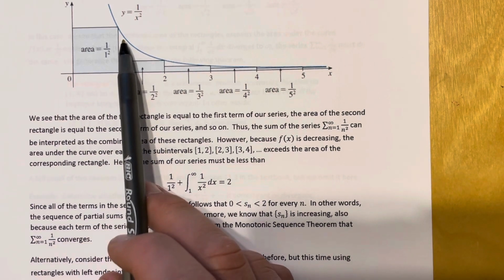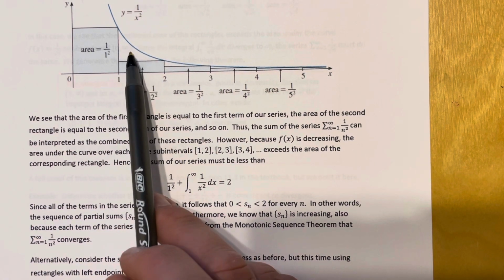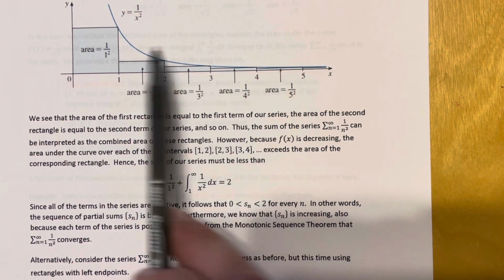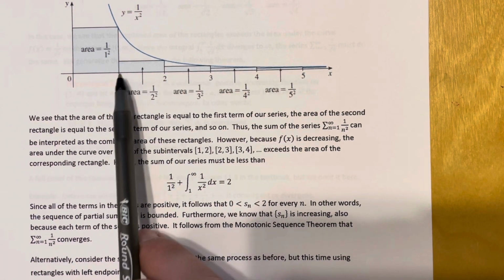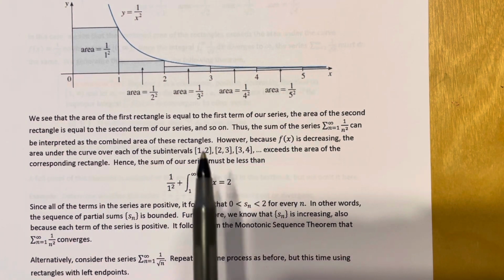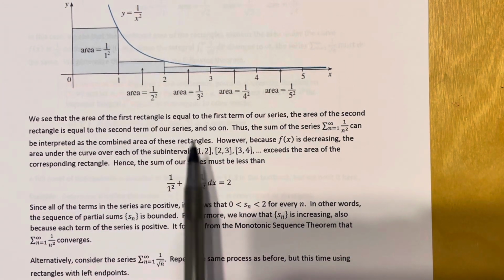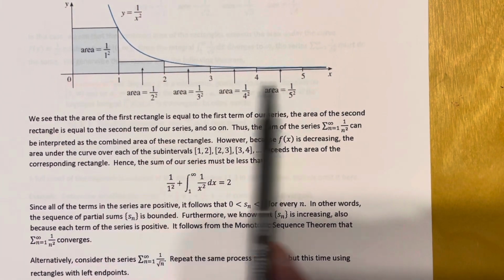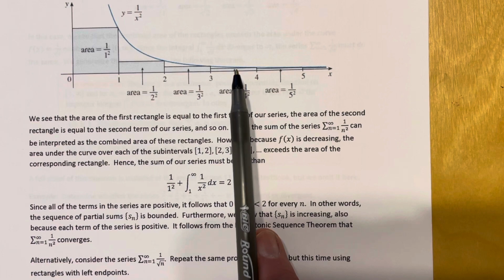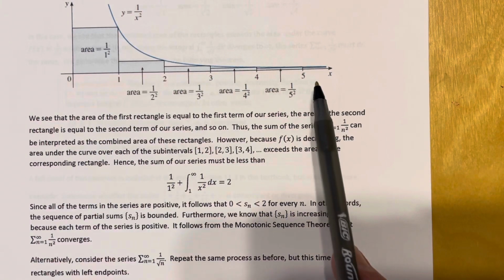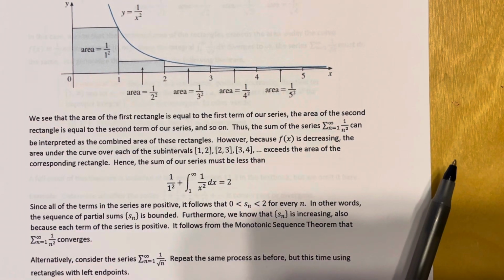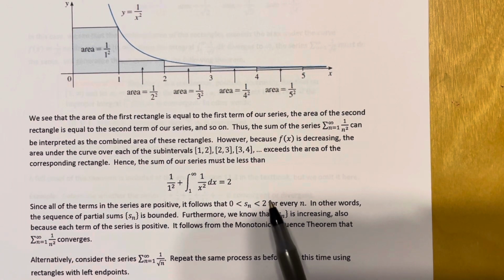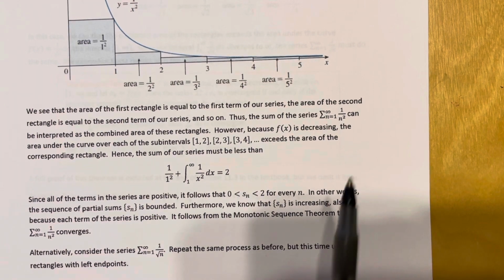I can see that if that area is finite, it's going to be greater than the combined area of all of these rectangles, not counting this first one. Because again, we're going to go from 1 to infinity here. So what that means is that if the improper integral of 1 over x squared from 1 to infinity is finite, then whatever number that is is greater than the sum of this series, but that implies that this series also adds up to something finite, which would mean that it converges.